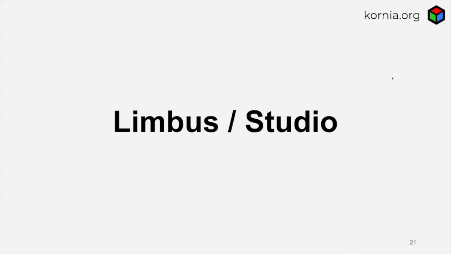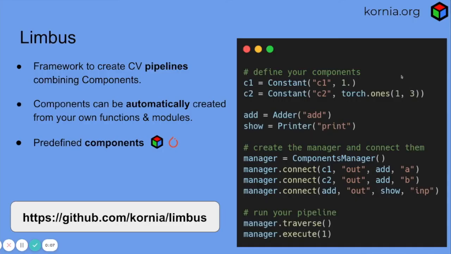Thank you. Today, we want to introduce two new projects we are working on at Kornia: Limbus and Vision Studio. Limbus is a framework to create computer vision pipelines using a clean API. The main idea is to be able to connect a set of components without taking care of their execution order. These components can be automatically created from any function or NN module. As we can see in this example, first we need to create and connect the components, and finally, Limbus will find the best execution order and will run the pipeline. Today, we are making the project public, so feel free to start using it.